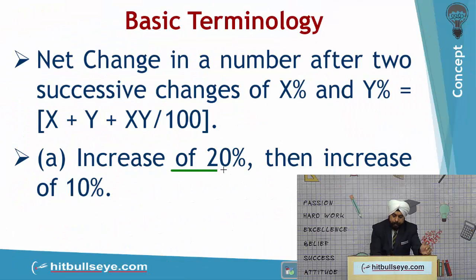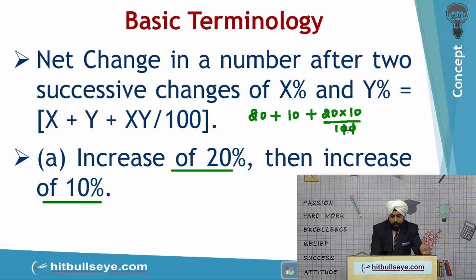Increase of 20% and an increase of 10%. This question we can solve in two ways. Let's first solve this by applying the formula. x, say that is 20, plus y is 10, plus 20 into 10 by 100. We can cancel two zeros over here. Now 20 plus 10 plus 2 becomes a total of 32. So there is a 32% increase. It is an increase because the sign remains positive.